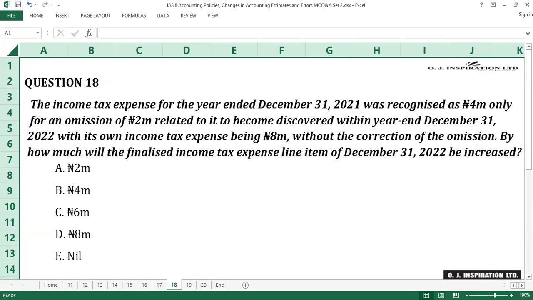Question number 18. The income tax expense for the year ended December 31, 2021 was recognized as 4 million naira, only for an omission of 2 million naira related to it to become discovered within year end December 31, 2022, with its own income tax expense being 8 million naira, without the correction of the omission. By how much will the finalized income tax expense line item for December 31, 2022 be increased? A, 2 million naira. B, 4 million naira. C, 6 million naira. D, 8 million naira. E, nil. Time counts.